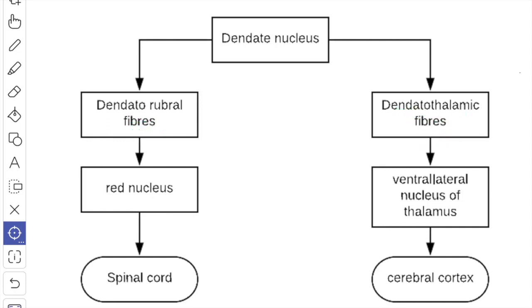The dentatorubral fibers end in the red nucleus. From there, the fibers project into the spinal cord. The dentatothalamic fibers end in the ventral lateral nucleus of the thalamus. From there, the fibers are projected into the cerebral cortex.